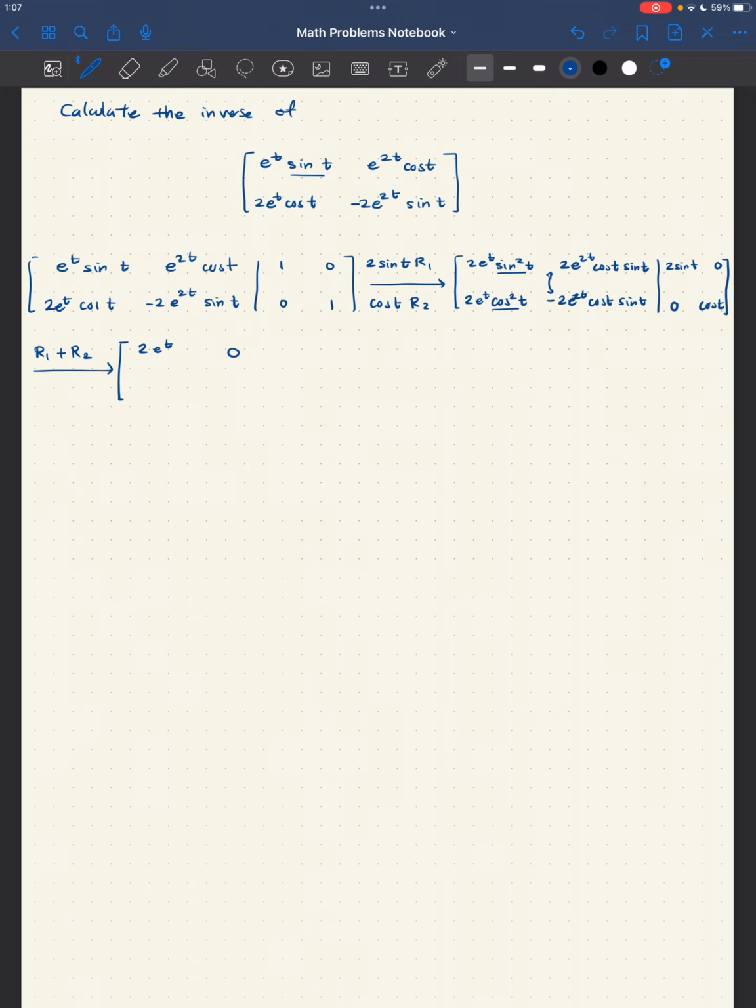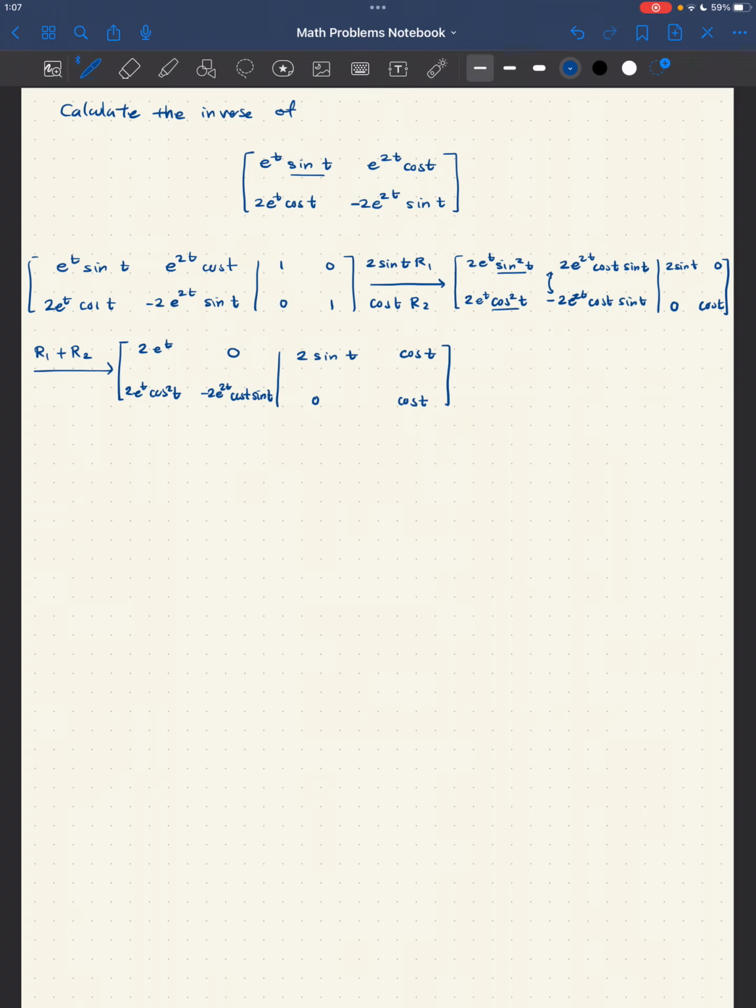Now, what happens as we continue on the augmented side? Well, we still have 2 sine of t for that, and we have cosine of t. Now, the second row remains intact, so I leave it that way. So I have 2e^t cosine squared of t, negative 2e^(2t) cosine of t sine of t. This one is 0, that remains as 0, and this one is just cosine of t.